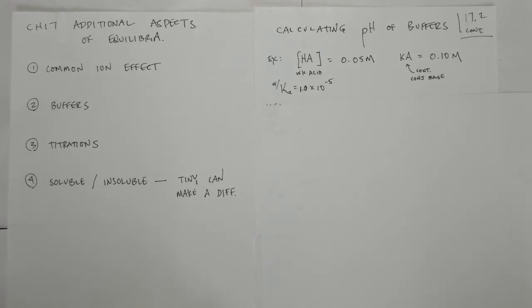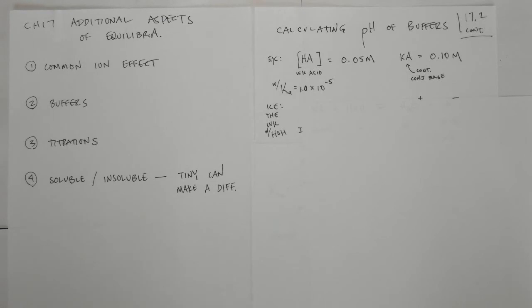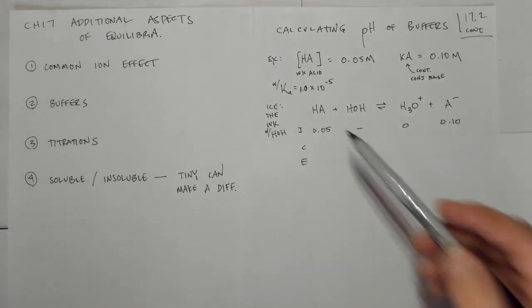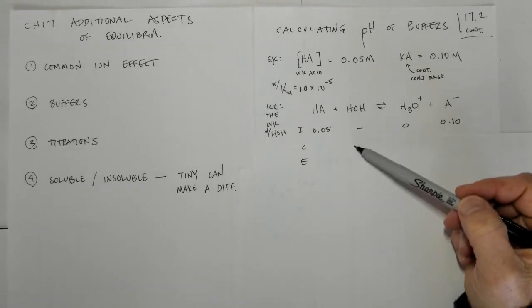So step number 1 when you're solving these problems is to ICE the weak acid or base with water. And so we'll make an ICE table of HA reacting with water, and then we get some H3O plus and some A minus. And then we'll write ICE down right below it. And the concentration of the weak acid is 0.05 molar right up here. Water is pure liquid, so it doesn't matter.